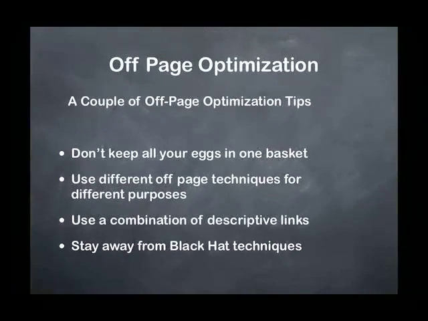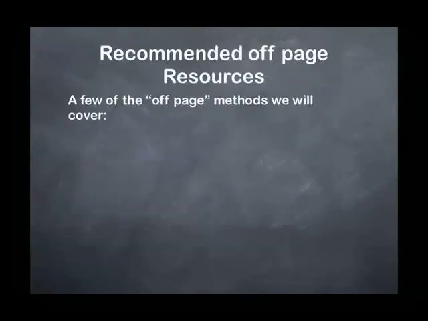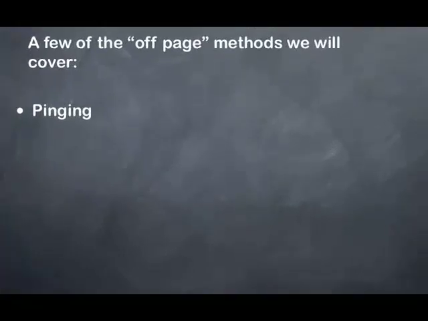So if we have a look briefly at the different types of off-page resources or techniques that we're using to rank clients, and you can use for your site: pinging. And pinging is essentially a way of getting a page indexed or acknowledged by Google. Social bookmarking, which we'll cover as well.